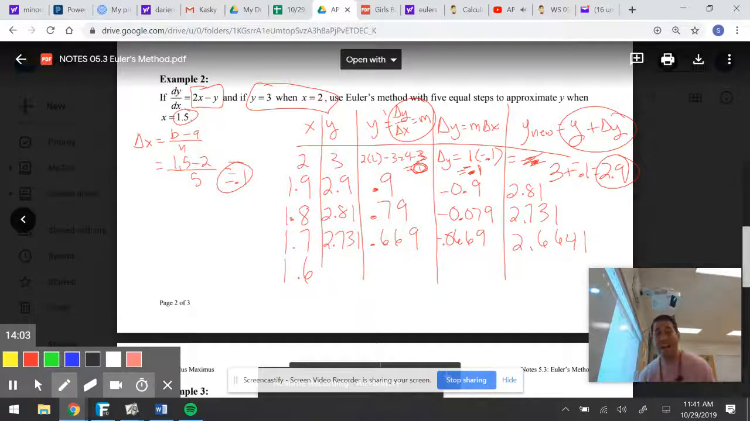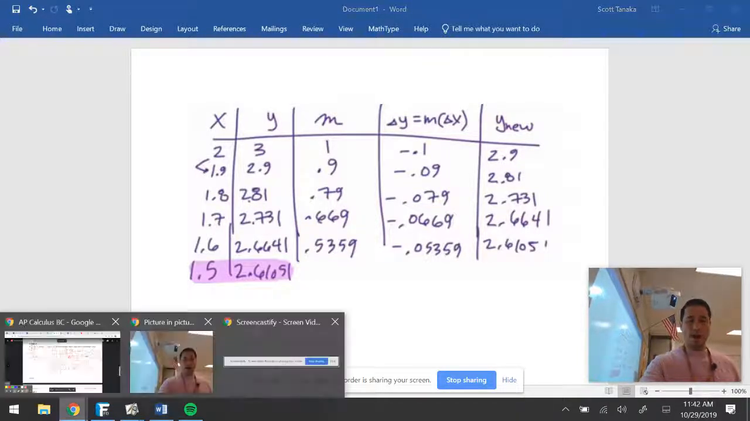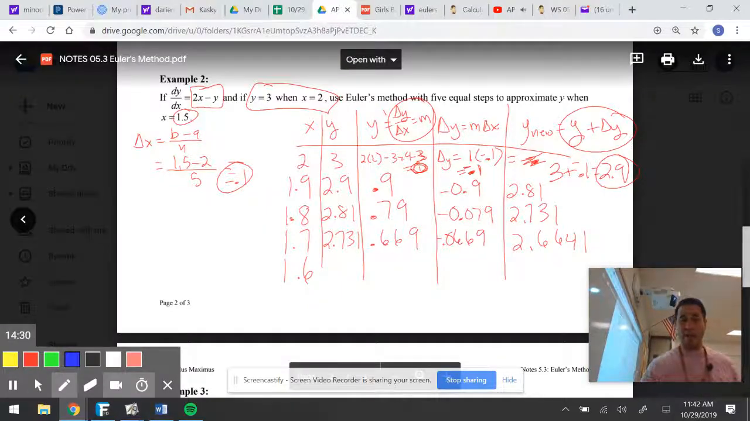Aloha, class. I almost got done, and then the computer went out. My pen doesn't work. So there's your answer. Obviously we're taking 1, 2, 3, 4, 5 steps. You all have to go all the way to 1.5. And after I go all the way to 1.5, my answer would be 2.61051. I almost got all the way to it right there. I was at 1.6 when the computer went out.